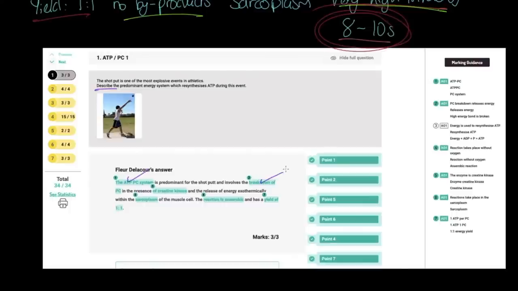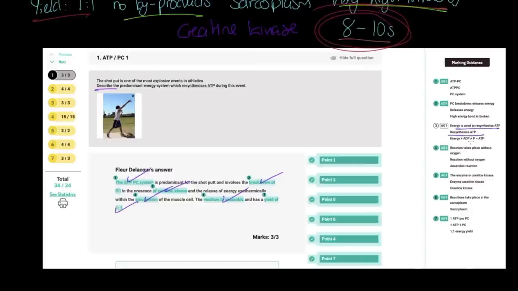We've got the breakdown of phosphocreatine in the presence of creatine kinase. By the way, I should have put that. Creatine kinase is the controlling enzyme. I mentioned it, but let me clarify. It occurs in the sarcoplasm. The reaction is anaerobic, and we get an energy yield of 1:1.